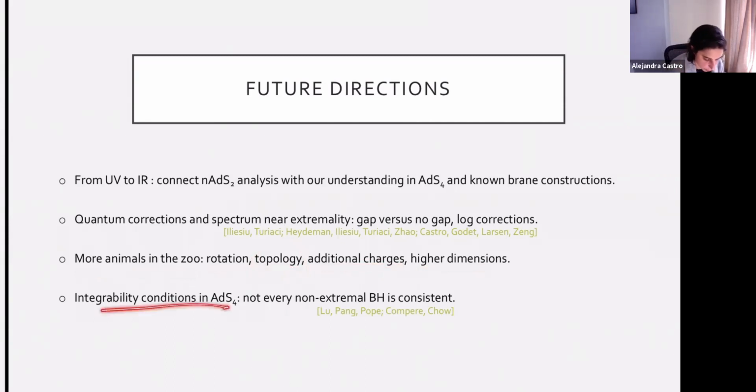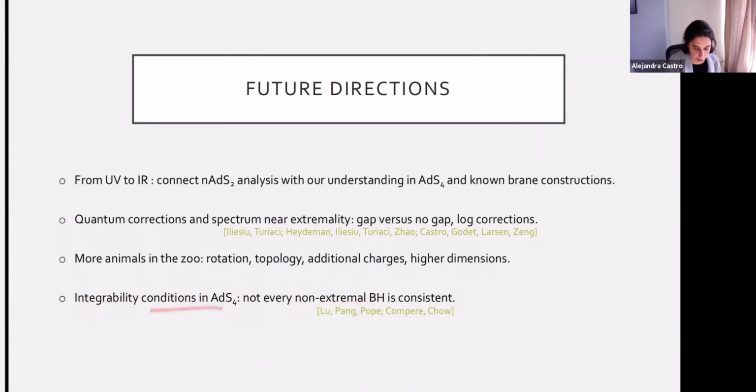And the last thing that I want to mention, this is a little bit of a technical topic, but it's quite interesting that non-extremal black holes in AdS are not always consistent. So they're not always integrable. And I think this is an interesting feature to consider in the context of this whole program of starting with an extremal black hole and moving them away from extremality.